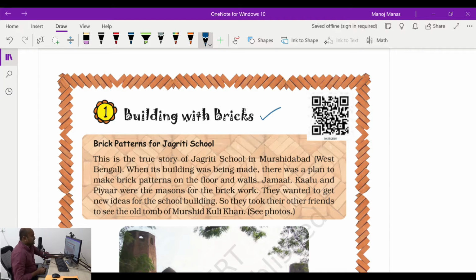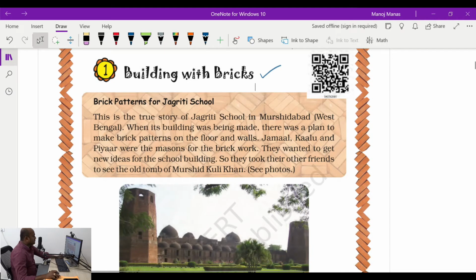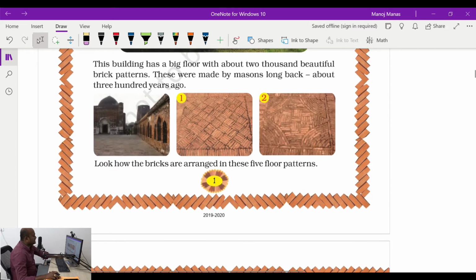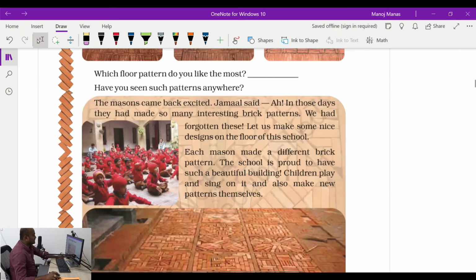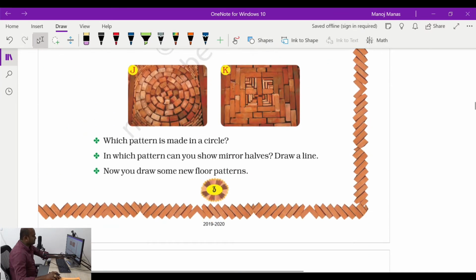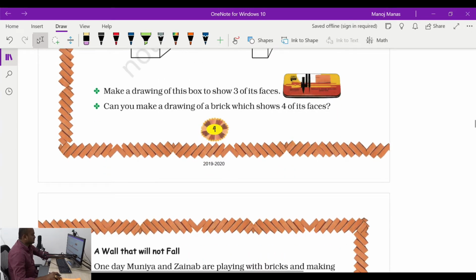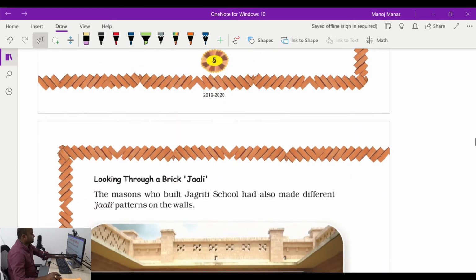Let us look at the overview of this first unit. It explains brick patterns, and you may wonder what the connection of bricks with mathematics is. But at the end of the chapter you will see they introduce shapes like square, rectangle, circles. Some activities are also given, asking us to select what we can see on the screen, and some numericals are given at the end.